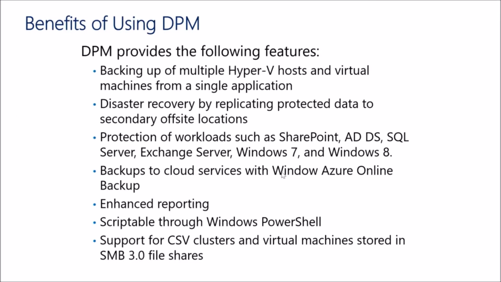It provides disaster recovery by replicating protected data to secondary offsite locations. Okay, so that's the backup information. Just imagine you did that Windows backup, but instead of storing it on local storage somewhere, it's also replicating that to an offsite location. That offsite location can be your own, but it could also be a public cloud location provided by a company like Microsoft Azure or AWS.